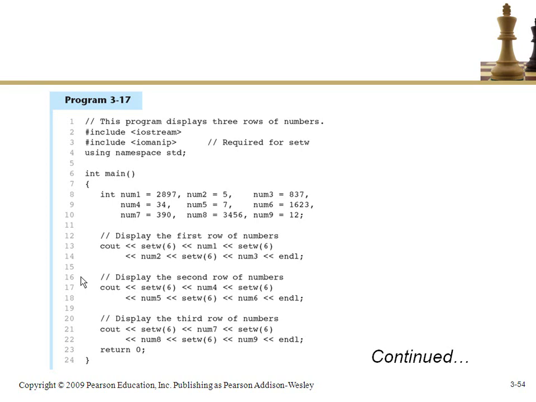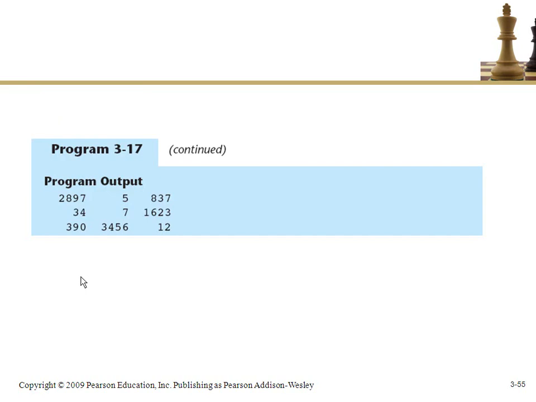Let's look at the output. The output would look like 3 rows by 3 columns of all these 9 numbers, lined up, since they are using 6 positions to print these integers.